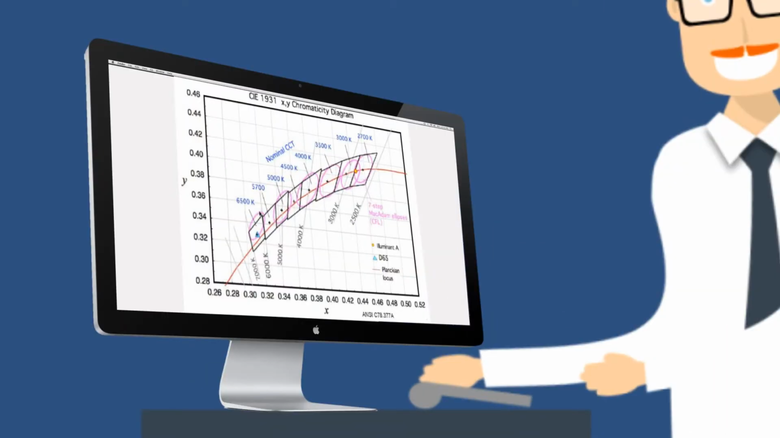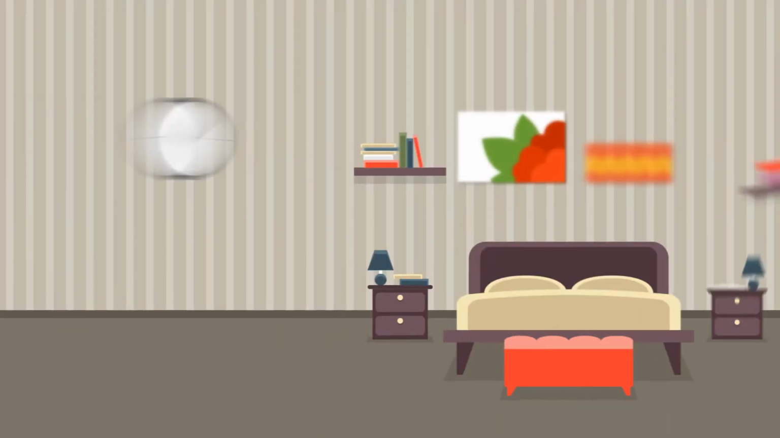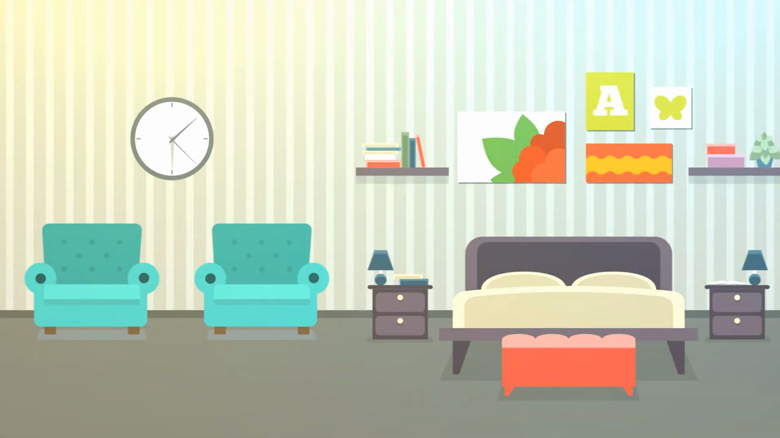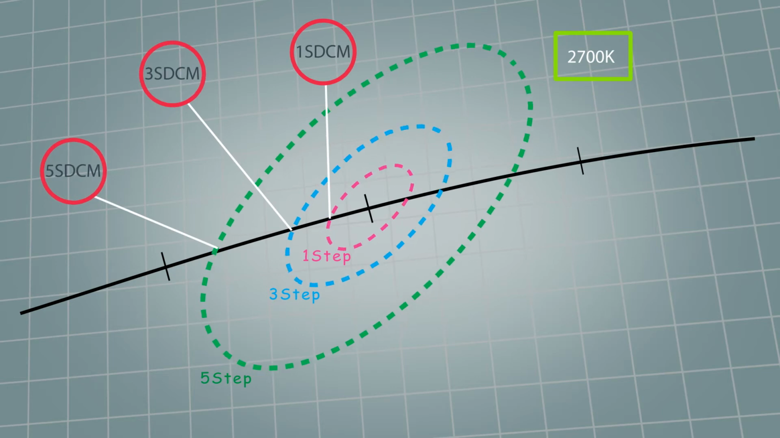The larger the binning step, or SDCM, the more likely it is that colors of LEDs won't match other LEDs of the same color temperature, even chips on the other end of the same strip. And if you need to reorder for the same project, well, that can turn into a nightmare. The lower the binning step, the more consistent the color will be.